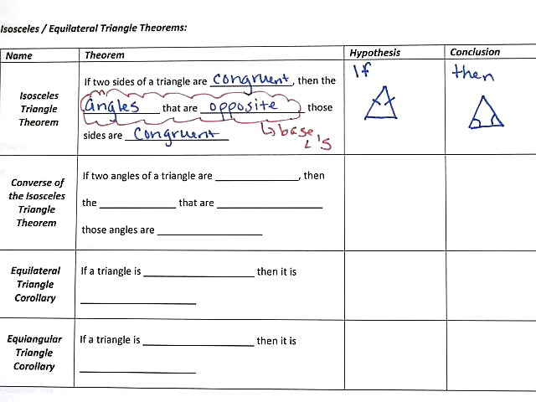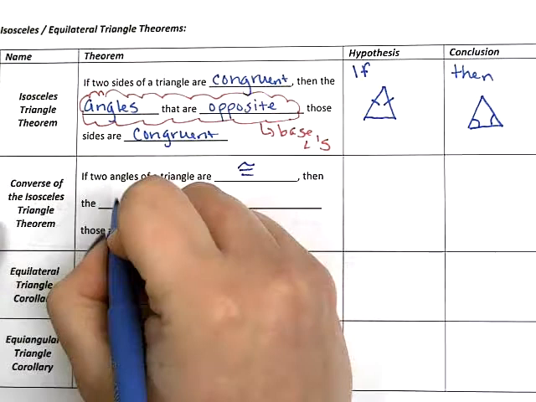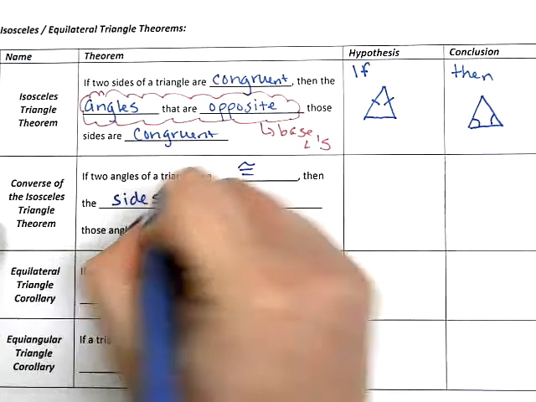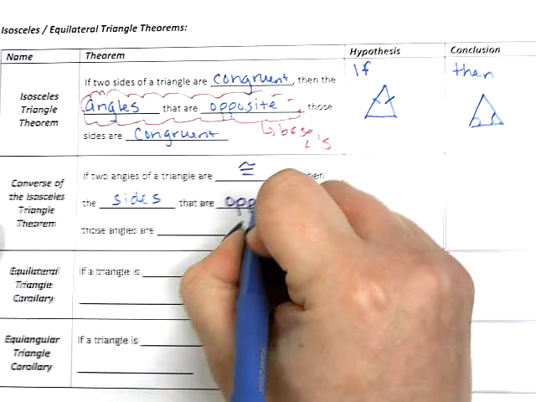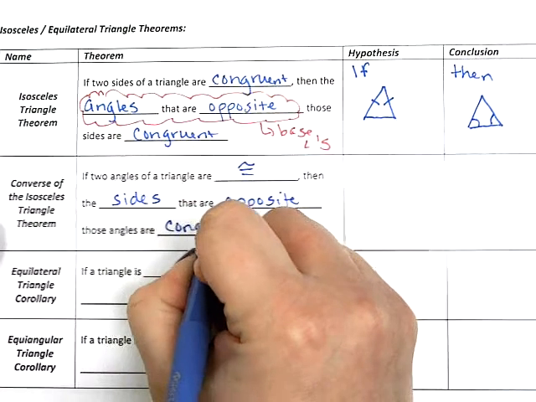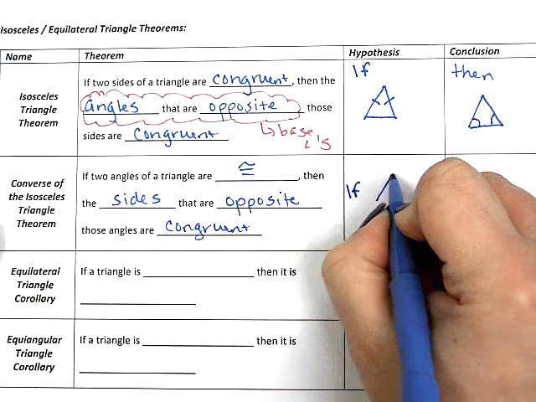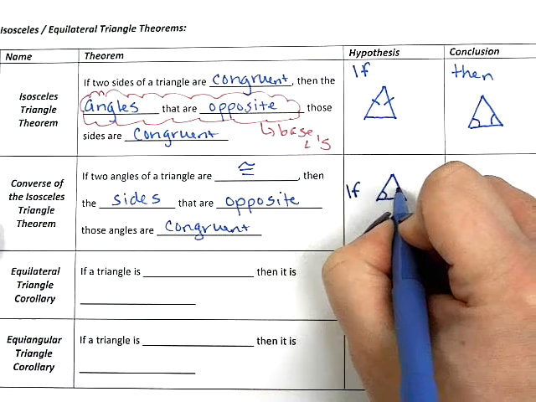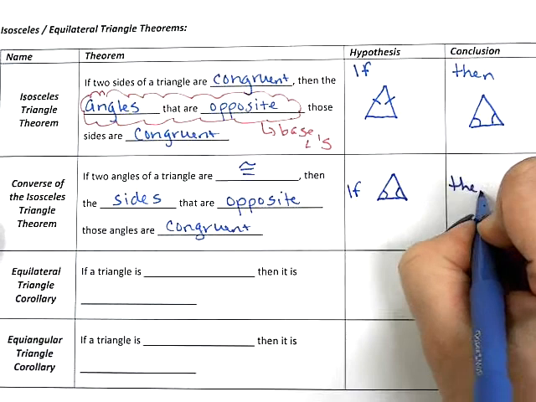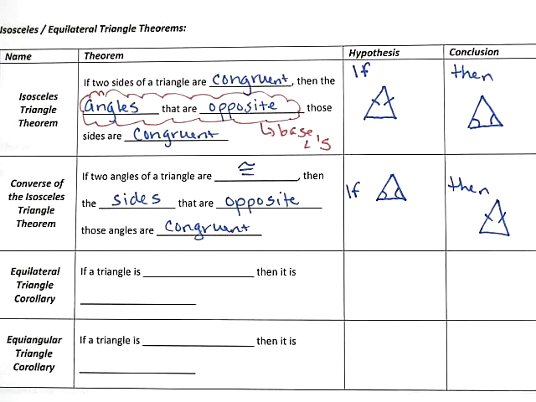All right, then the converse of that, converse just means opposite. All right, so if two angles of a triangle are congruent, then the sides that are opposite those angles are congruent also. So this time we're starting with if these base angles are congruent, then the sides opposite are congruent. All right.